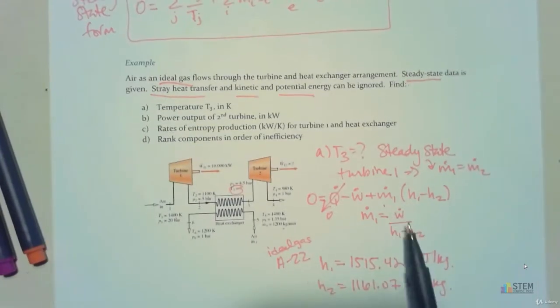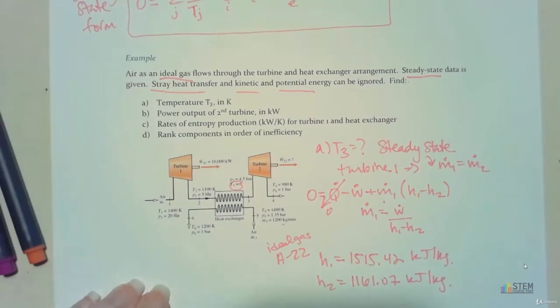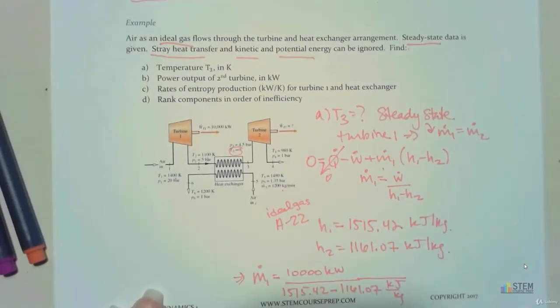Do we have W dot? Yep, we do, because that's the power output of the turbine. That's 10,000. So we've already got that. So let's fill all of this in. M1 dot then is going to be 10,000 kilowatts over 1515.42 minus 1161.07, and this is kilojoules per kilogram. There you go. Now you can actually see it.